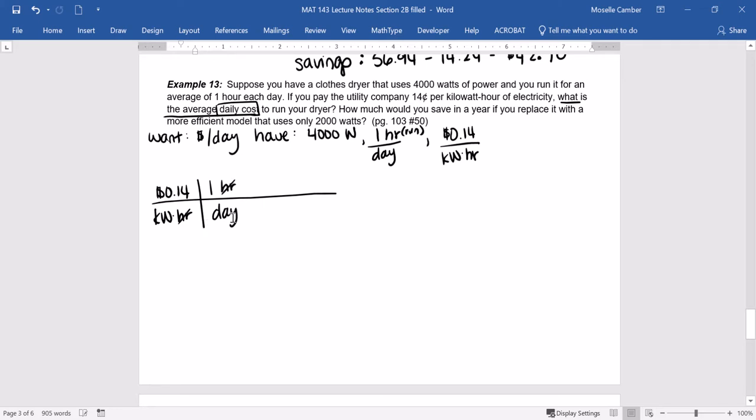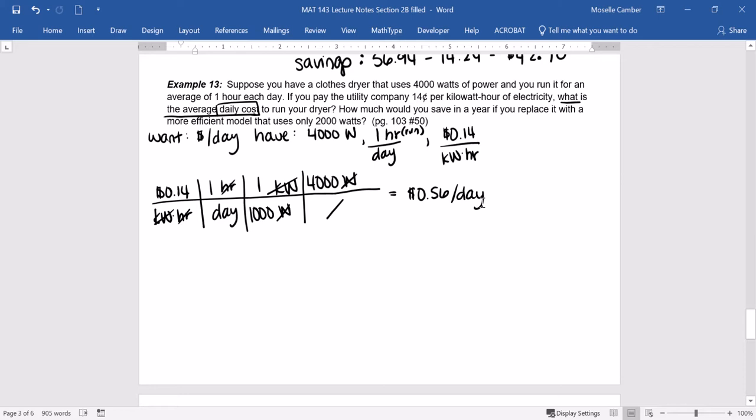So hours cancel enough for the day, which is what I want. So now I can go back to my kilowatts to take care of that. I don't have any more kilowatts here, but I do have watts. So I know 1 kilowatt is 1,000 watts, and I have 4,000 watts here. So kilowatts are gone, watts are gone. Nothing here because there's nothing there. So I can go ahead and multiply across. So I have 14 cents times 4,000 divided by 1,000, and that gets me 56 cents per day. So that's how much it costs to run that dryer every day.